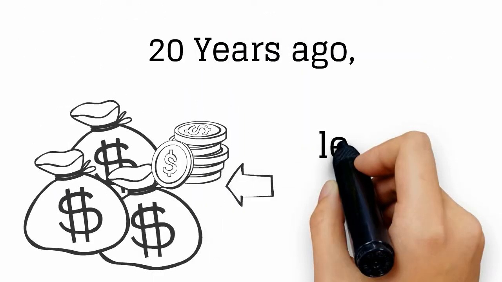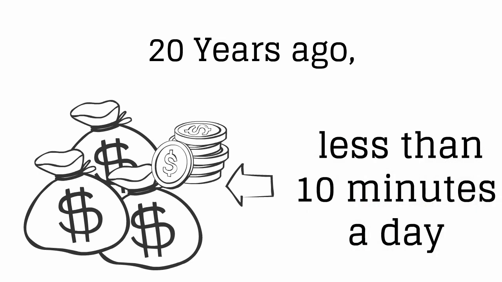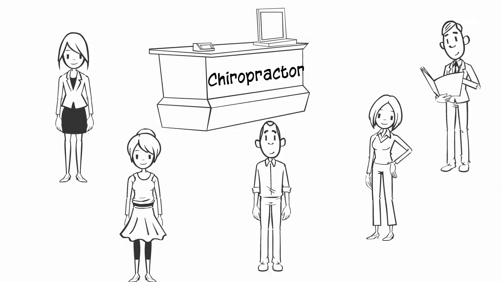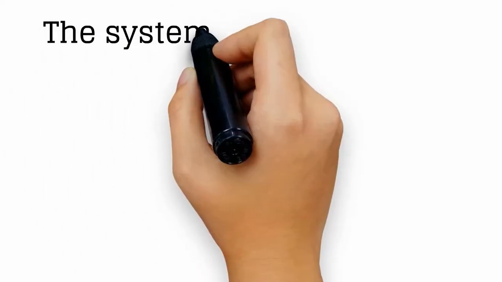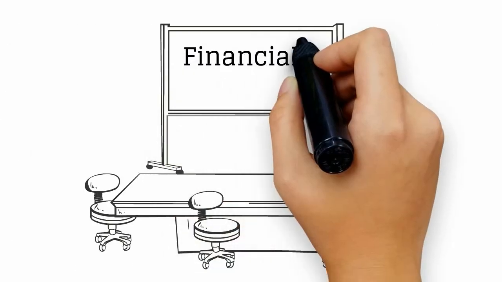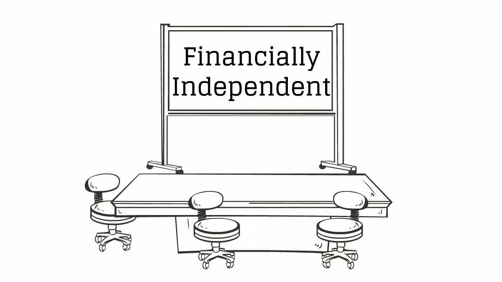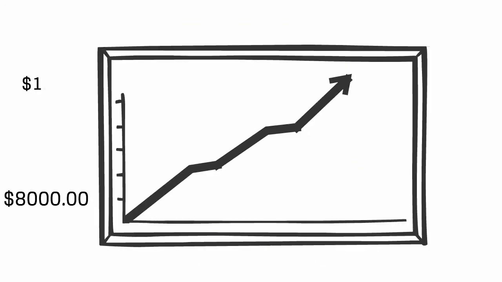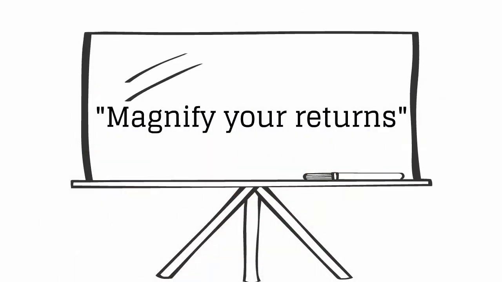About 20 years ago, I developed a system to create massive wealth in less than 10 minutes a day. Even though I had a thriving chiropractic practice, seeing 600 patients a week, the system for developing wealth that I developed was so lucrative that I sold my practice and began helping others to use the system to become financially independent. In fact, the system is so profitable that I was able to turn 8,000 into 1.3 million in 3 short years. And that was just the start of it. Since then, I've been able to magnify those returns, and I've taught over 1,500 others how to do the same.